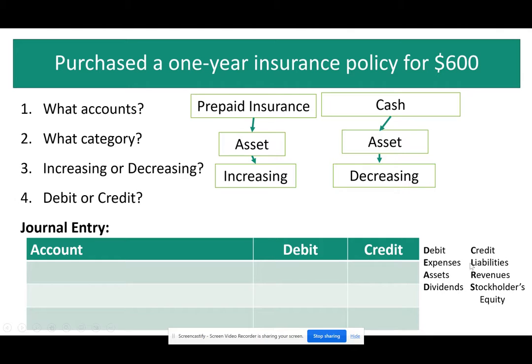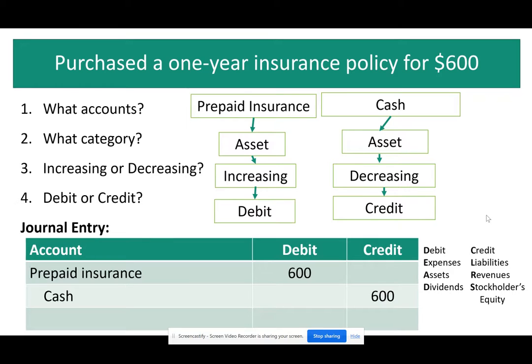So again, when we look at our debit colors, assets increase with debits, so my prepaid insurance is going to get a debit, but my cash is decreasing, so it gets a credit. And so our journal entry when we buy this insurance policy is a debit to prepaid insurance, a credit to cash.